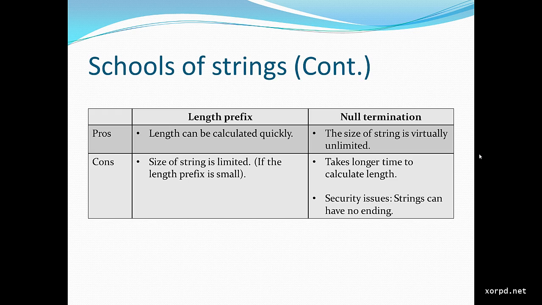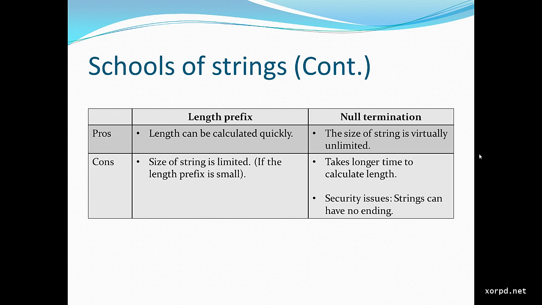We could, for example, extend this limitation if we chose that the length prefix is going to be 4 bytes. Then we could have strings of a very long size. We could even choose, for example, a prefix of size 64 bits or 8 bytes, which is really a lot. We will probably never have a string of such size. Let's take a look at null termination.